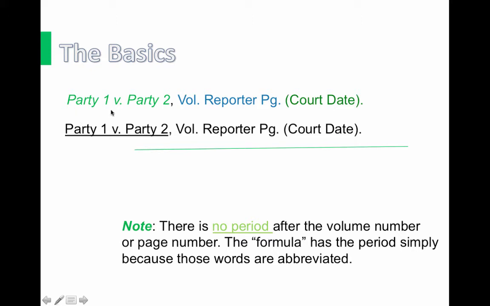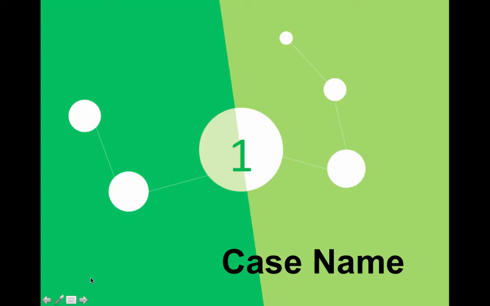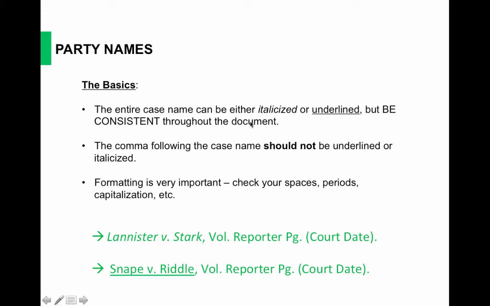Secondly, the reason why there's two different options is because you can either italicize or underline your party names, but just be consistent throughout your document. Just choose one and stick with it, and do not include the comma in that. So the comma should not be italicized and the comma should not be underlined. The first part is going to be the case name. Like I just said, make sure that you either italicize it or underline it throughout your document, and the same thing with the comma. And you're going to make sure that you're checking your spaces, periods, capitalization, all that stuff.